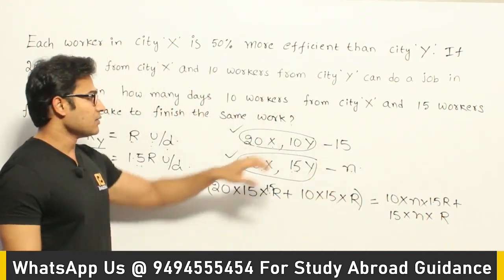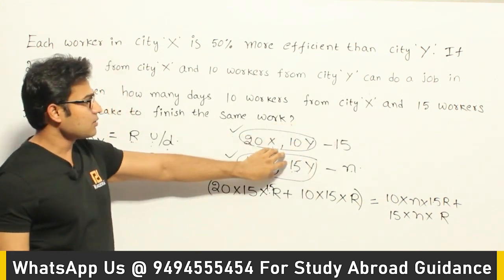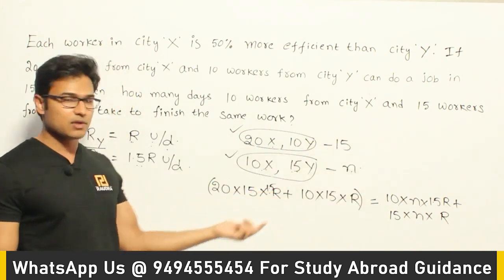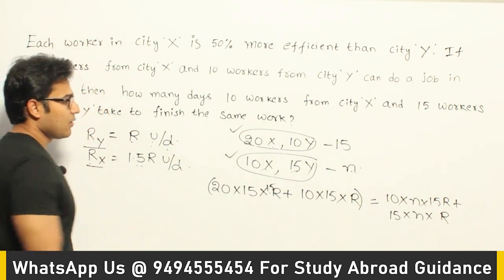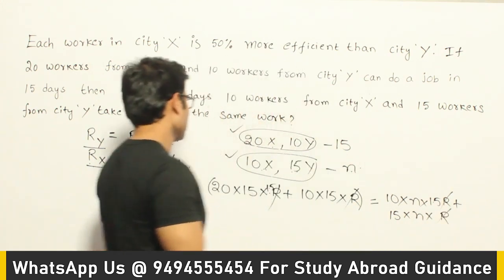Are you getting this? This group is trying to finish some work in 15 days and this group is trying to finish some work in n days. Since the work is same, the effort should be same. Therefore I have measured efforts in terms of units. Got it? Okay. Now anyway there is R in all the terms, so I am cancelling it out.